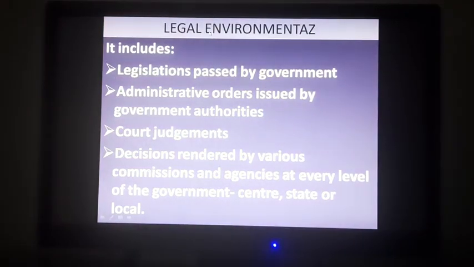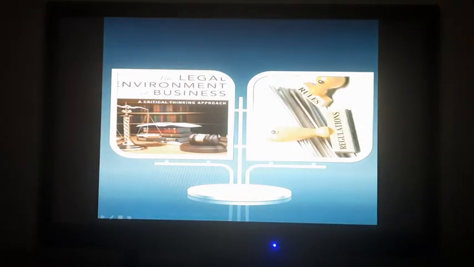The next is the legal environment. It includes legislations passed by government, administrative orders issued by government authorities, court judgments, decisions rendered by various commissions and agencies at every level of the government, that is central, state or local level. So these all are included in the legal environment. So legal environment is all about rules and regulations.